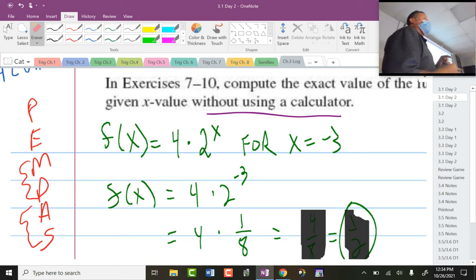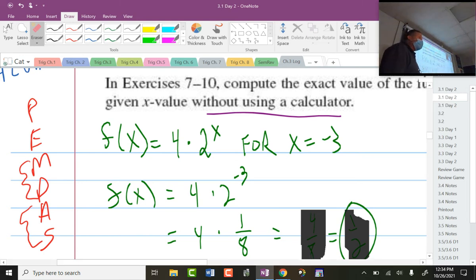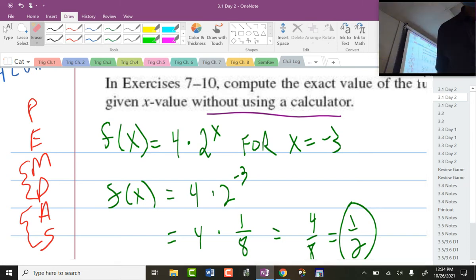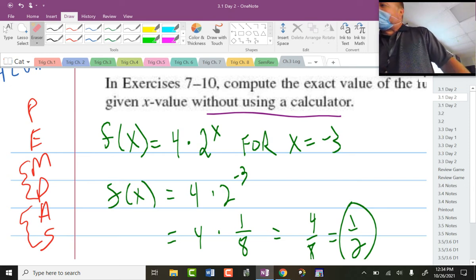And then what's 4 times 1 over 8? Last hour couldn't get this. Did you hear what she said? So you take 4 times 1 over 1 times 8, and you get 4 over 8. And then what's 4 over 8 reduced to? One half. You got that right away, didn't you?